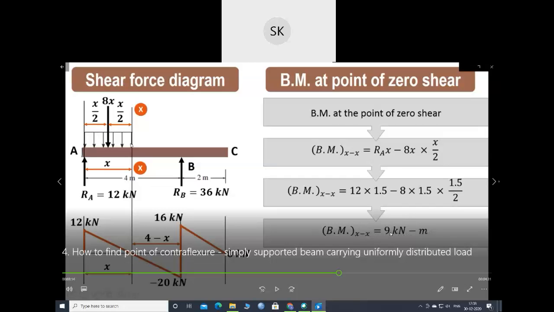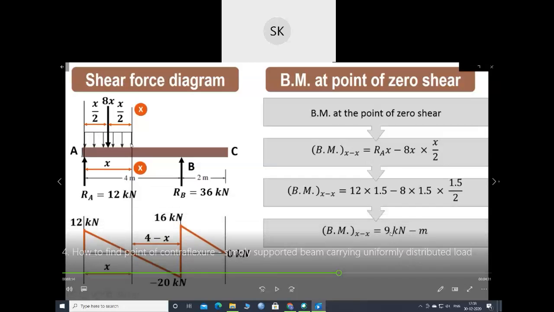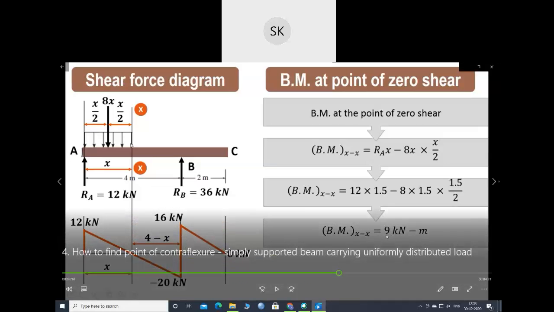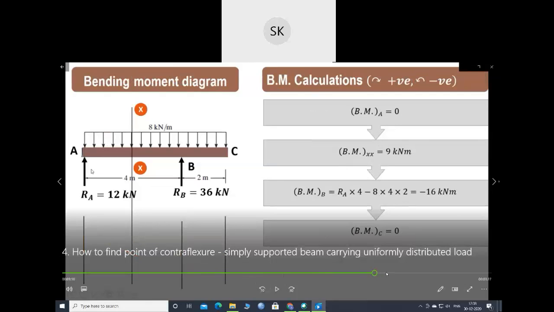One more question can be generated from this part: when will the bending moment in a beam be maximum? It will be maximum when shear force changes its sign. Got it? Understood this part? At least reply yes or no. Yes, ma'am.